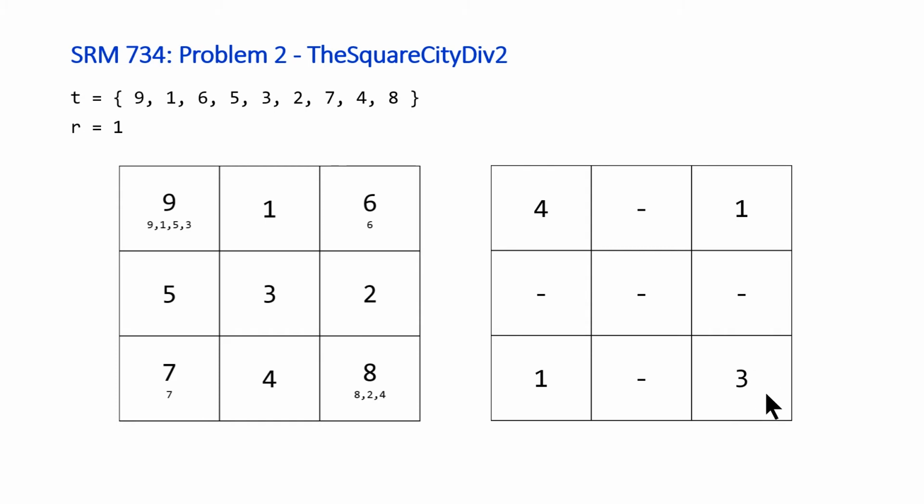So the question's asking us to return the number of houses that have at least 1 person, so that's 4, and the maximal number of people sharing a single house, and that's also going to be 4. So that's what we'll return. So that's the idea of the question. So how would we go about solving this?